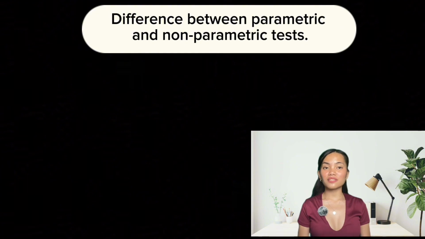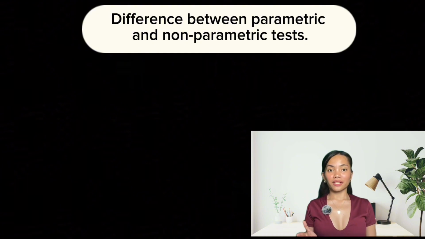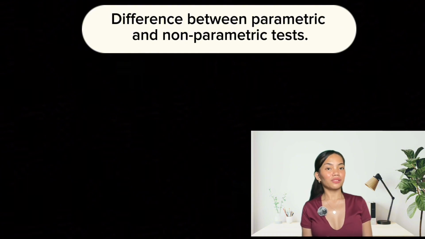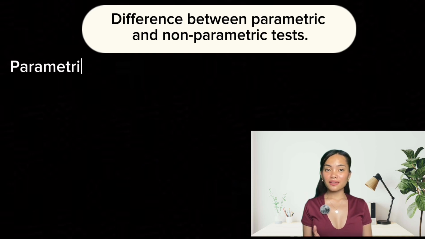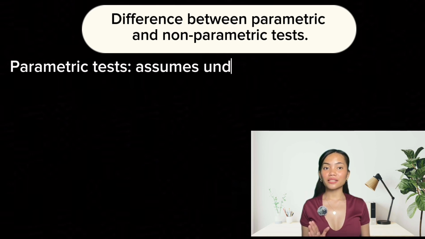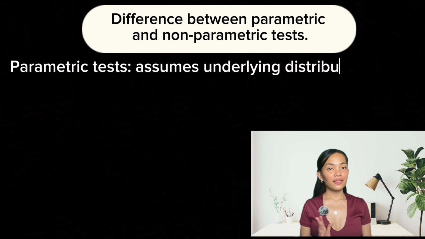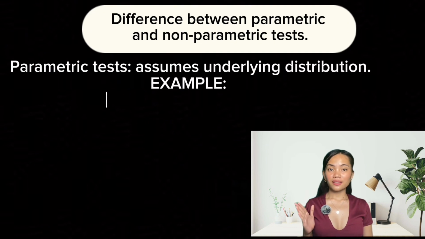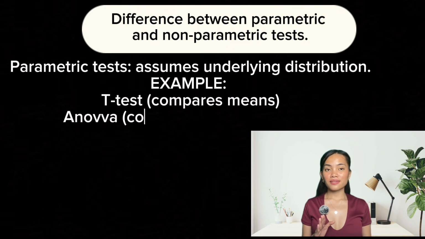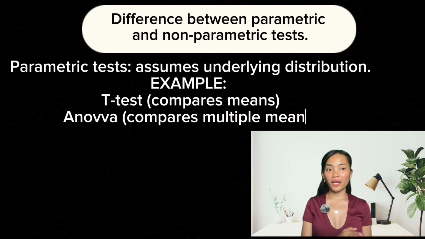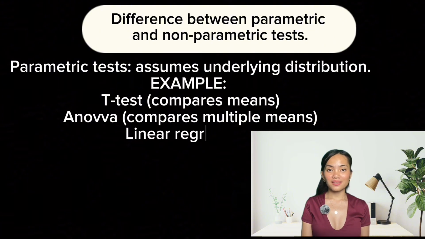Explain the difference between parametric and non-parametric tests. Parametric tests assume an underlying distribution. Example: t-test, which compares means. Next, ANOVA, which compares multiple means.